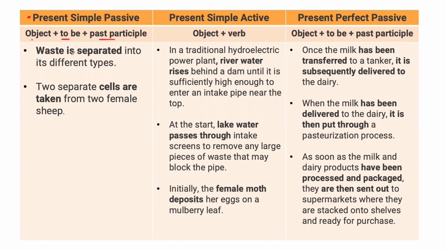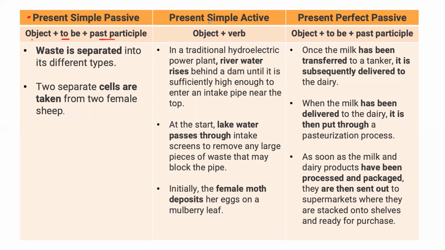We see, waste is separated into its different types. 2 separate cells are taken from 2 female sheep. In this case, we do not know who separates the waste. We do not know how or who takes these 2 separate cells. It isn't important because the action is the most important thing. And that is what you're going to be focusing on in this essay. You're going to be looking at steps and a process. So it isn't important who completes these, but what actually happens.